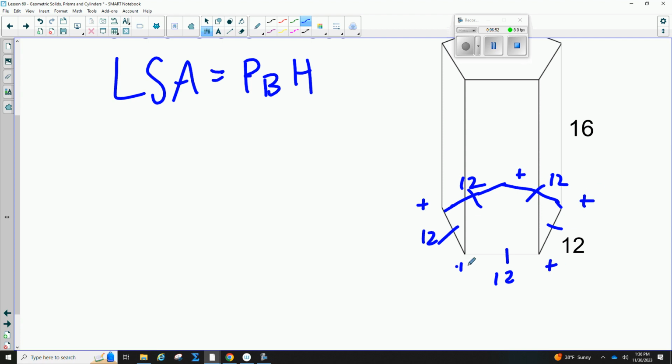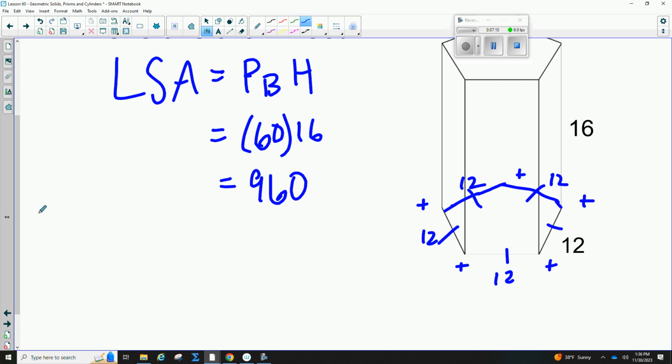So I need the perimeter of the base, which is 12 plus 12 plus 12 plus 12 plus 12, or 12 times 5, which is 60, okay? And then times the height, which is 16. And we get, I think, 960. Well, let me check. Yeah, 960 when we multiply those together. All right, and this is a lateral surface area.